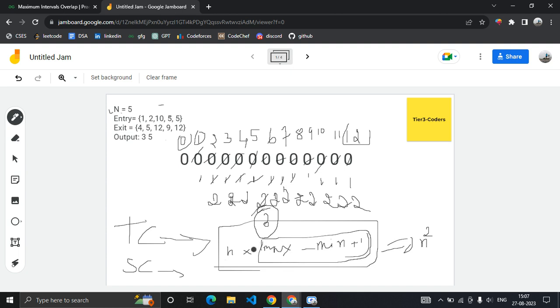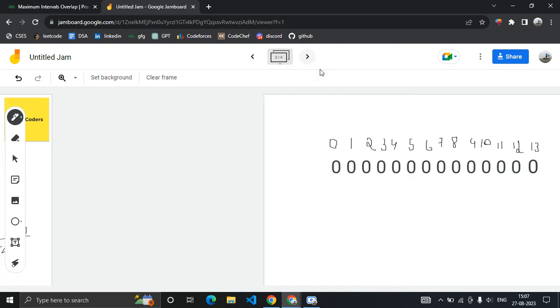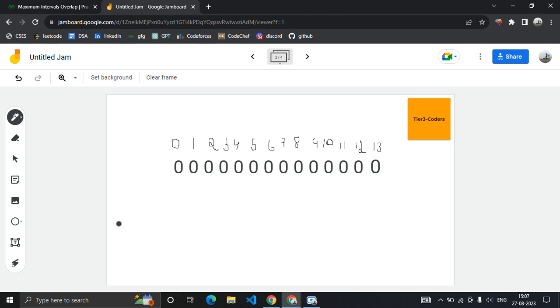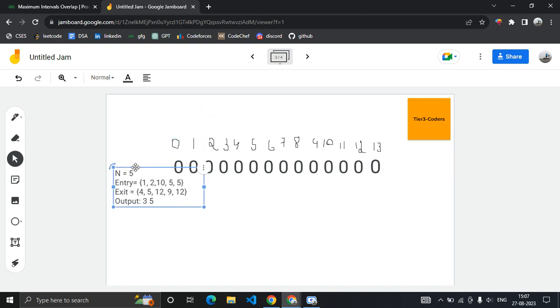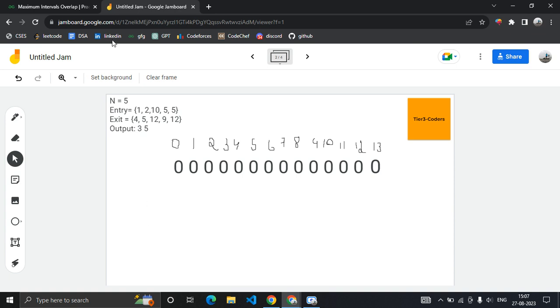Now coming on to the better approach than this. I don't remember the algorithm clearly, but let me discuss. The same thing I will copy right here. Now, in this example, rather than traversing all those things, I will increment the starting time and decrement the exit plus 1th time.